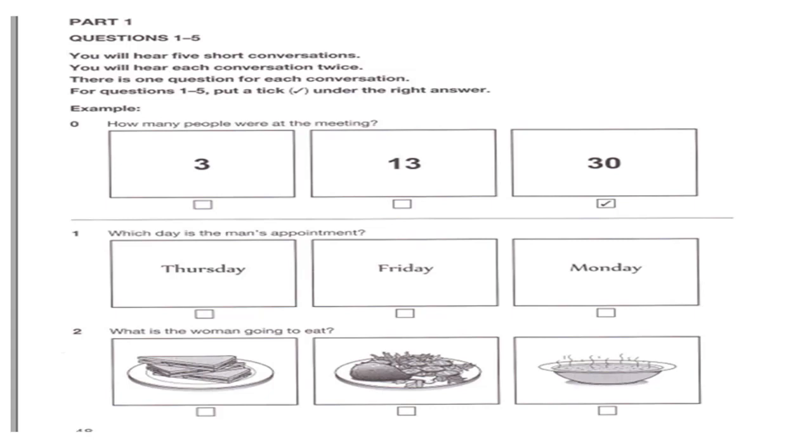Now look at the instructions for part 1. You will hear 5 short conversations. You will hear each conversation twice. There is 1 question for each conversation. For questions 1 to 5, put a tick under the right answer. Here is an example. How many people were at the meeting?